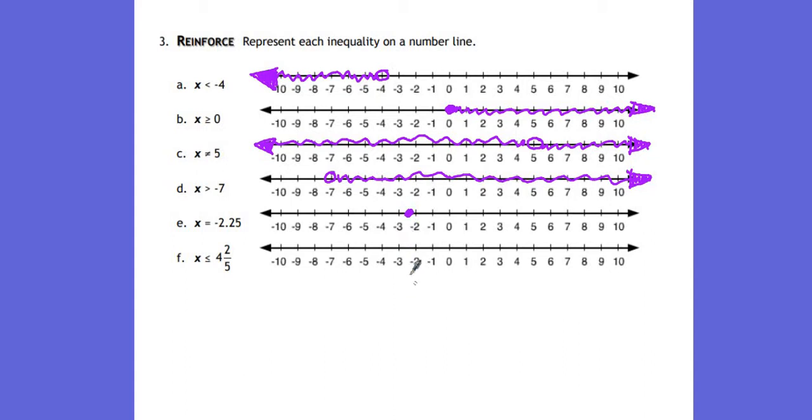F, X is less than or equal to 4 2/5. Open or closed? Closed. Here's 4. Is it before 4 or after 4? It's a little after 4. You said closed, so closed circle. Any shading? Yes. I need less than. So values less than that are to the right or to the left? Left. And there we go.